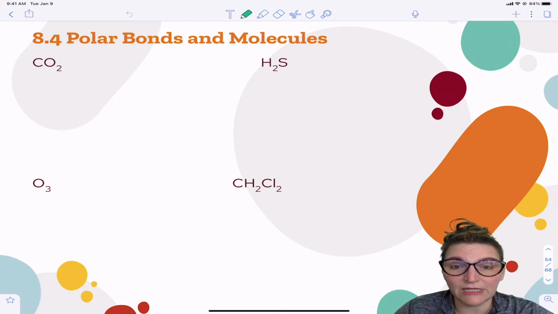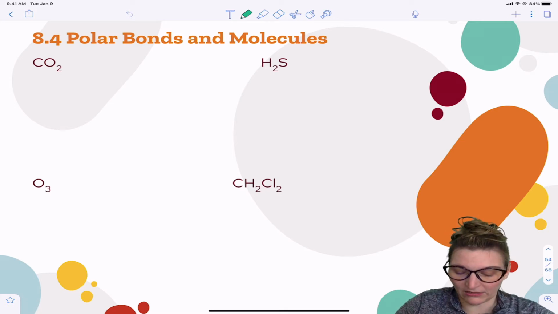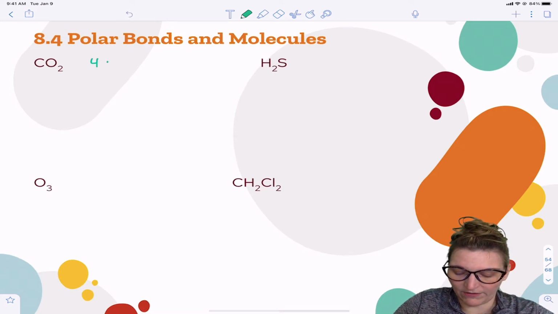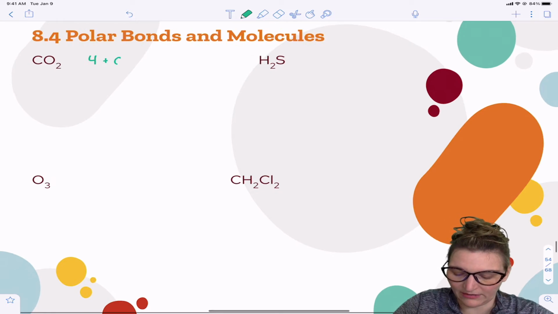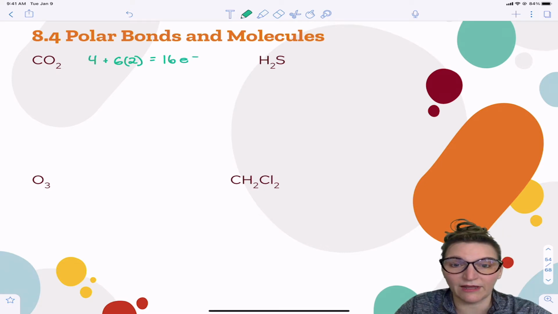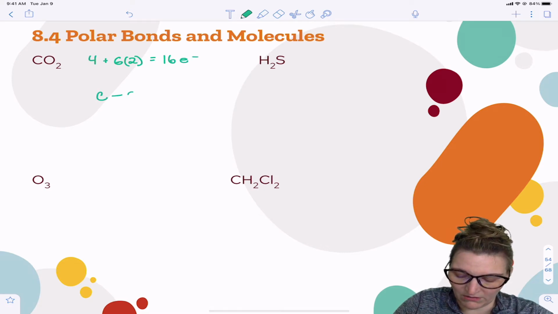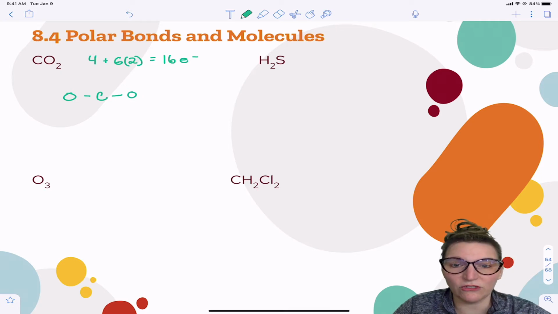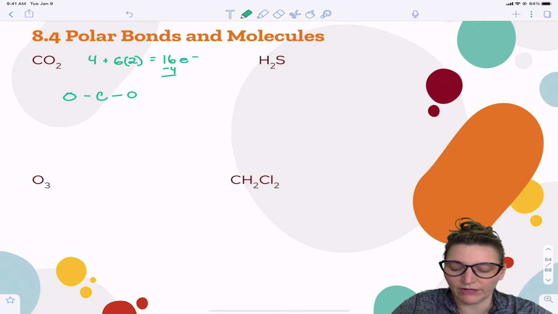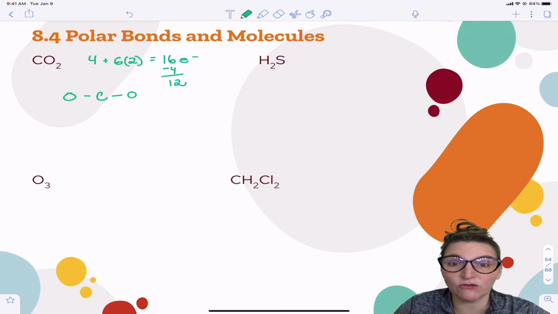So the first one is CO2, carbon dioxide. Carbon has 4 valence electrons. Oxygen has 6 times 2 because there's 2 oxygen. So that is a total of 16 valence electrons. Carbon is in the middle. We make a bond to each of the oxygen. I subtract 4. I'm left with 12 electrons.